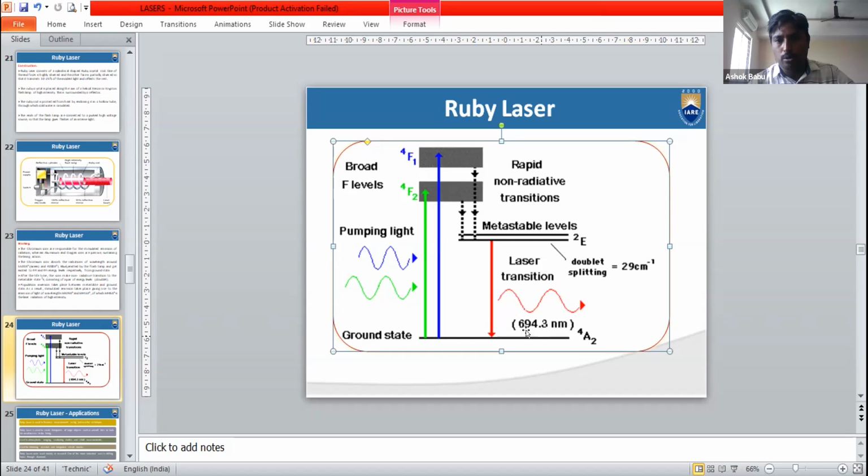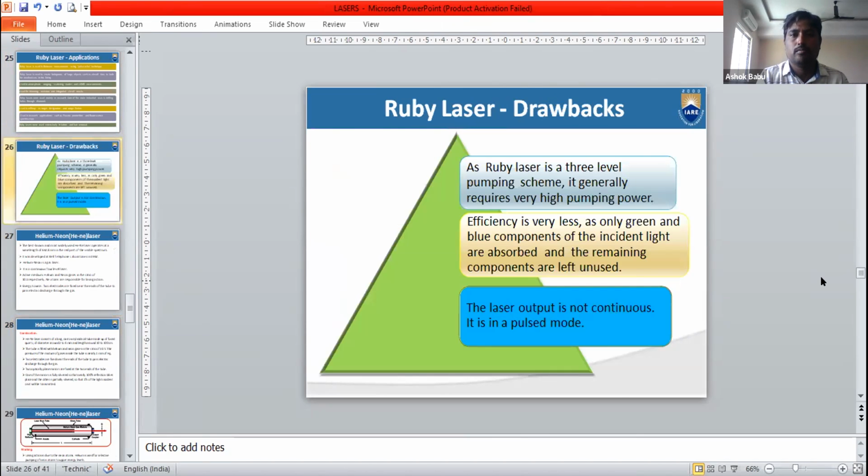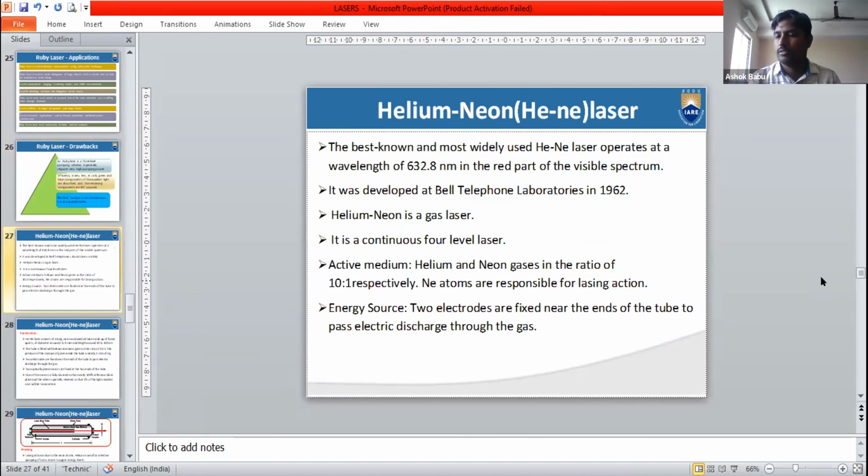The wavelength produced in the ruby laser is 693.4 nanometers or 6943 angstrom units. Laser transitions occur between E2 and E1. Before that, we achieved population inversion between E2 and E1. Applications were already covered in the last class. So these are the drawbacks. Now coming to the helium-neon laser, the wavelength produced is 632.8 nanometers.